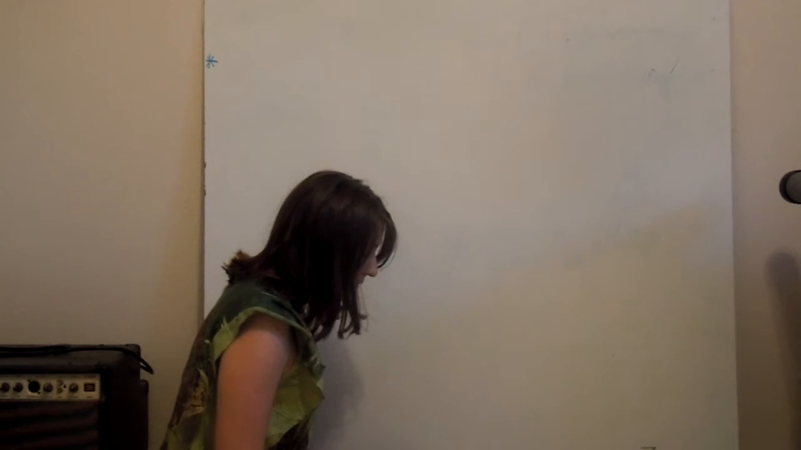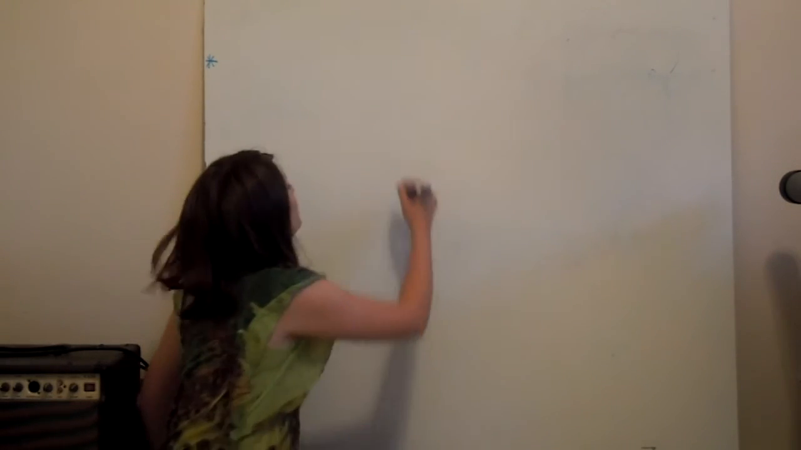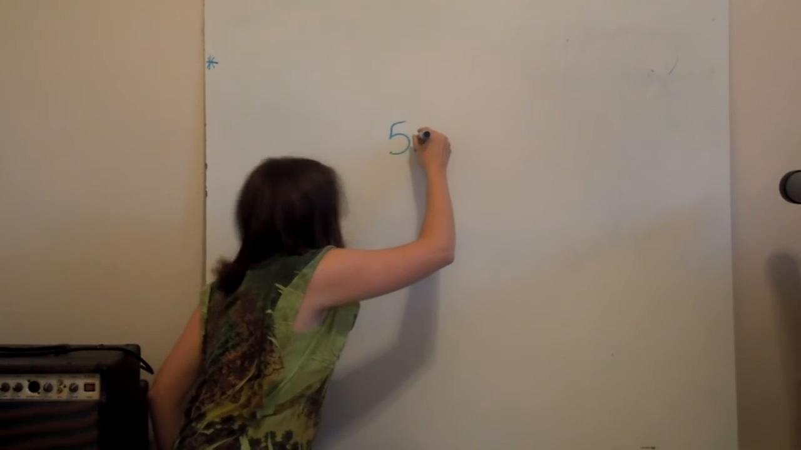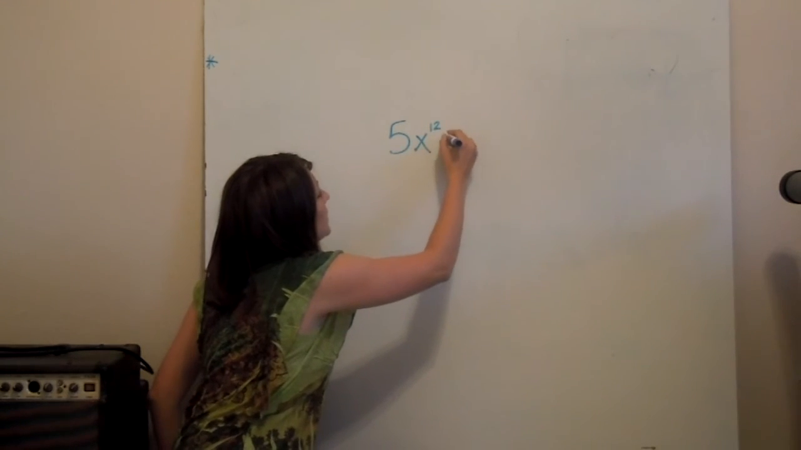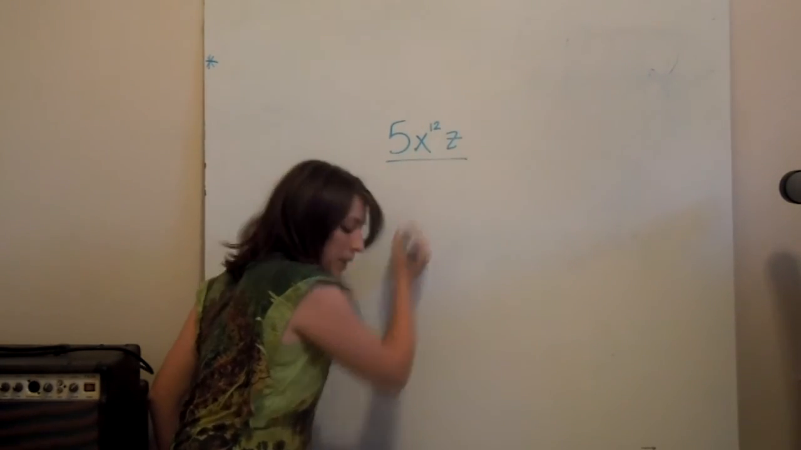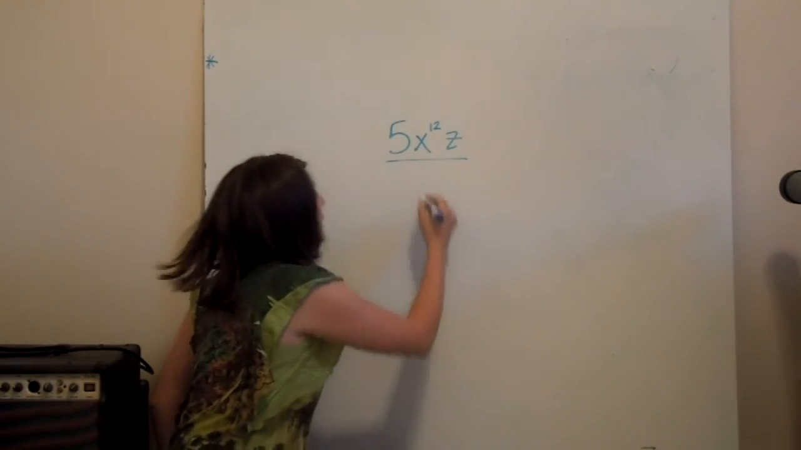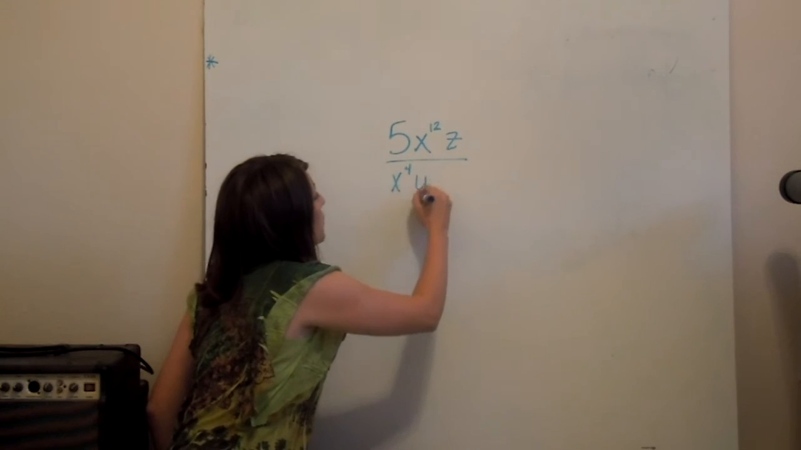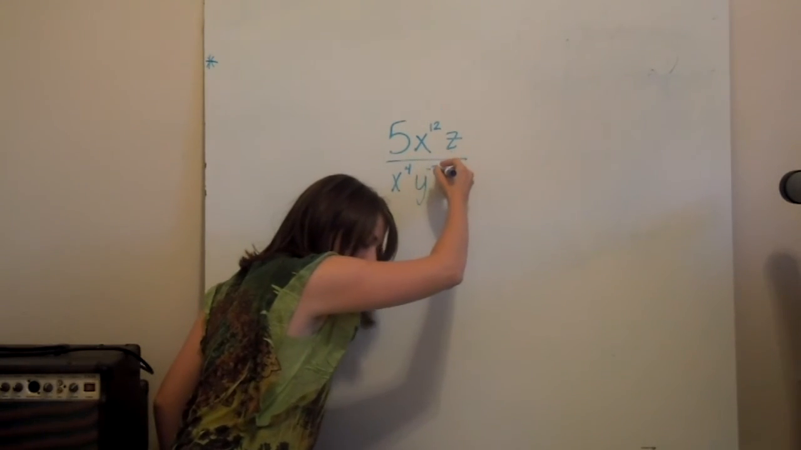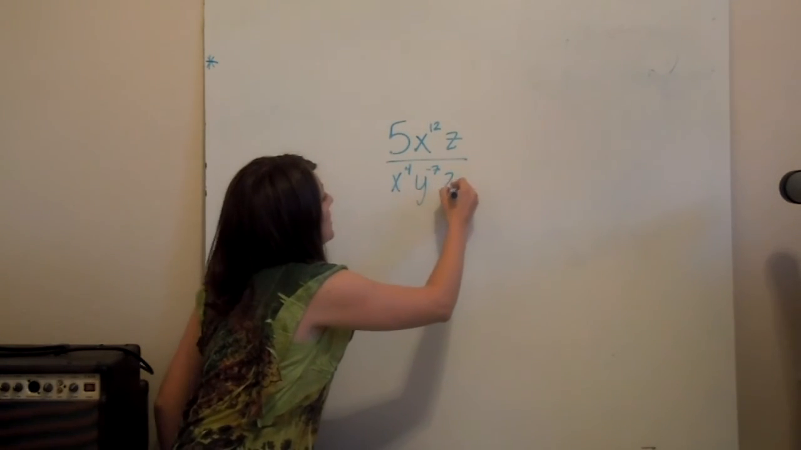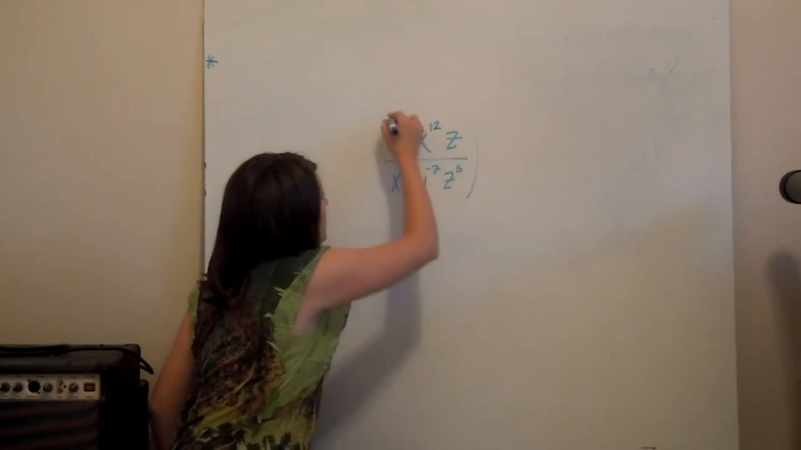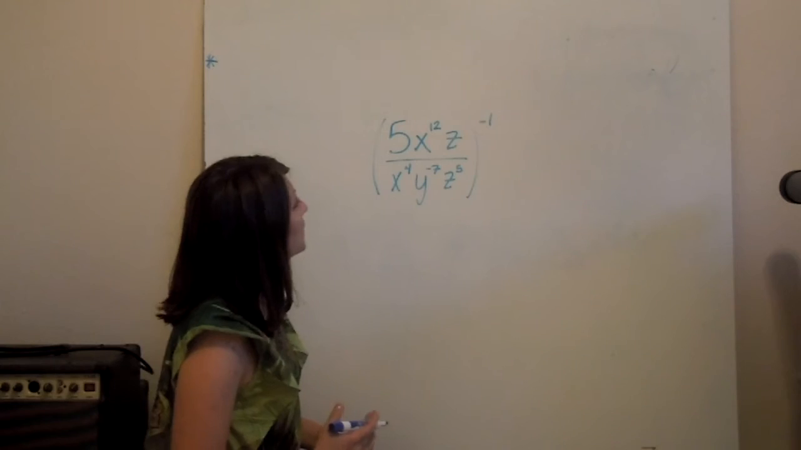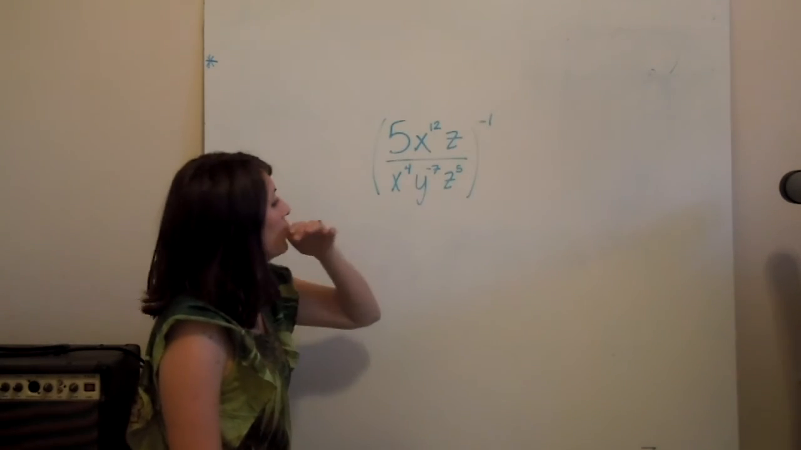All right, the next one's number 50. It's the quotient to power rule. This gets a little bit harder. So we have 5x to the 12th power times z in the numerator. We have x to the 4th power times y to the negative 7th power times z to the 5th power, all raised to the negative 1 power. I chose this one because it had a negative 1 in the exponent.